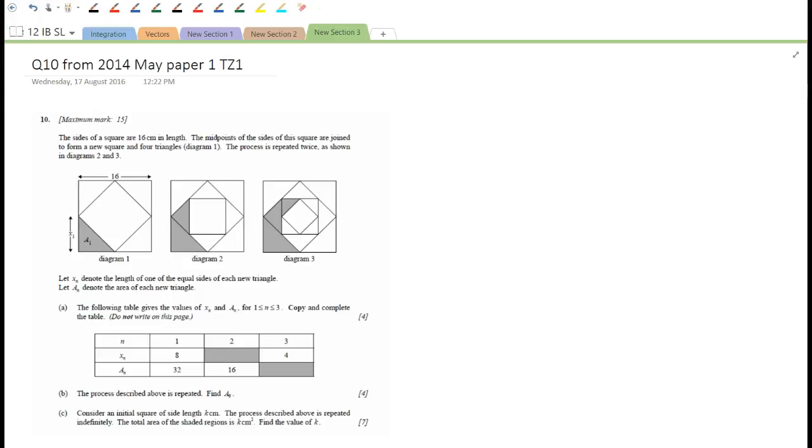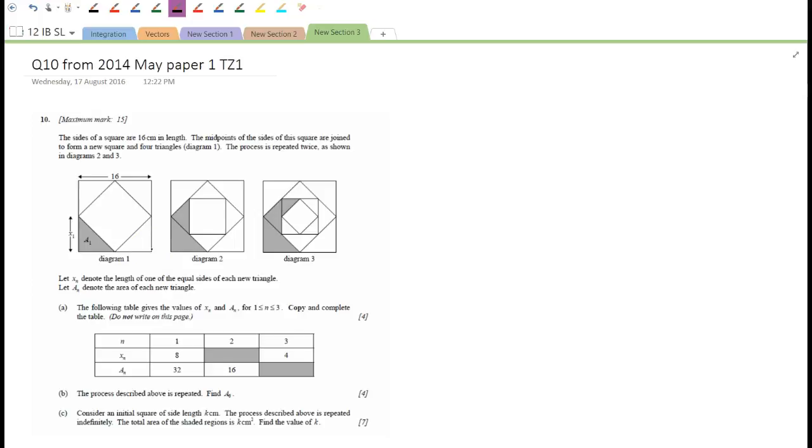So the sides of a square are 16 centimeters in length, and here is that square. The midpoints of the sides of the square are joined to form a new square. So here we go, and we get 4 triangles, which we take a close look at. The process is repeated twice, and there it is in diagrams 2 and 3. X is the length of one of the equal sides of each new triangle. So one of the equal sides, that's X, and A is the area of each new triangle.